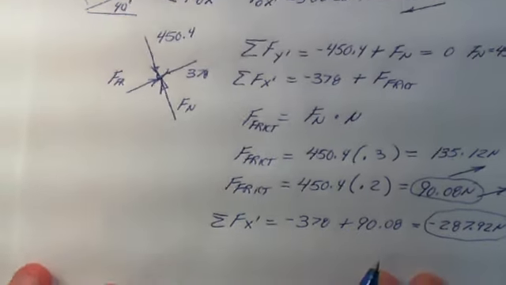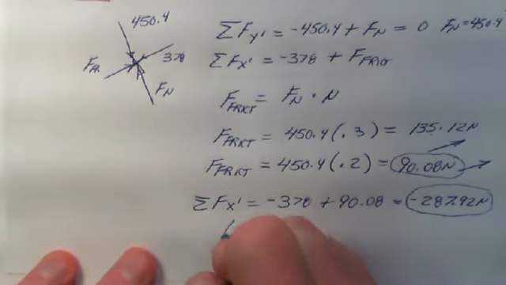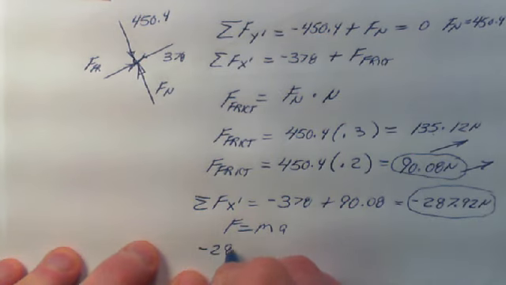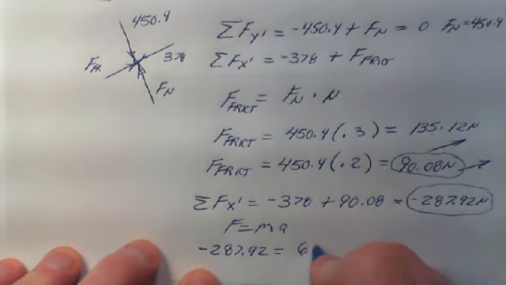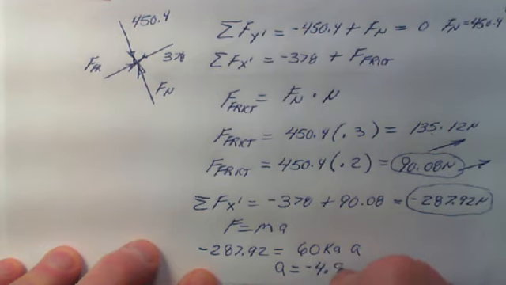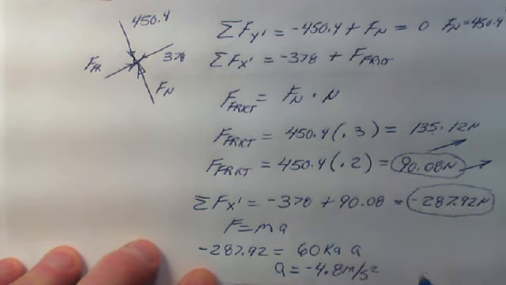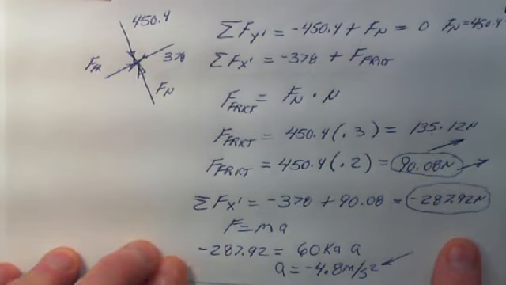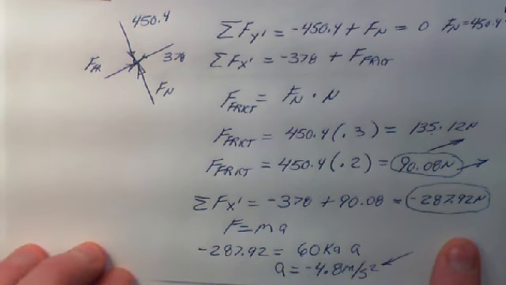Now to go ahead and find our acceleration, we're just going to do F equals ma. F is equal to mass times acceleration. We put minus 287.92 and set that equal to our mass, which we said was 60 kilograms, multiplied by A. When we do that, we will find that A is equal to minus 4.8 meters per second squared. So that means this object is going to accelerate down the inclined plane at a rate of 4.8 meters per second squared.